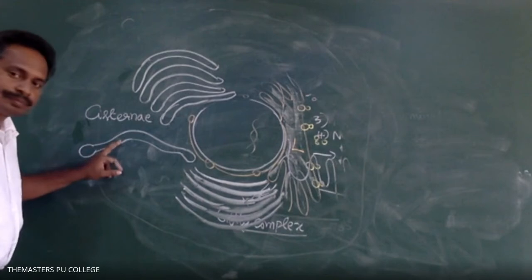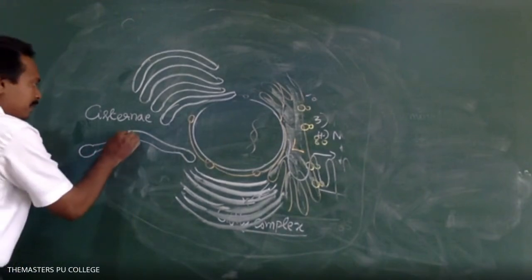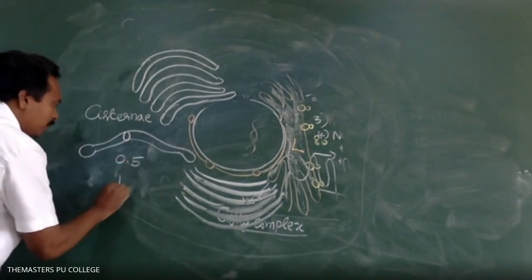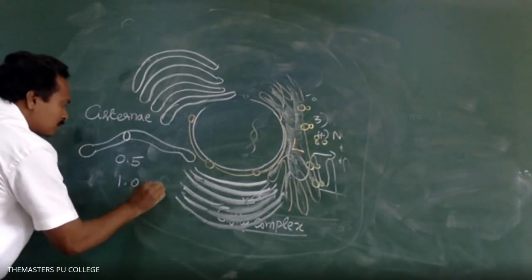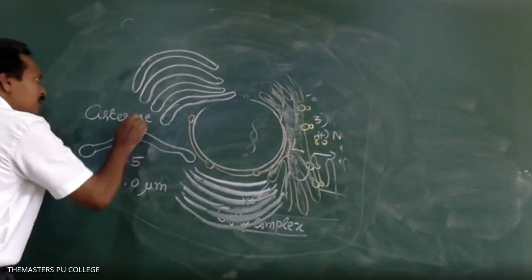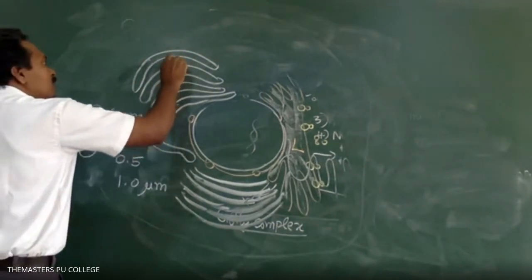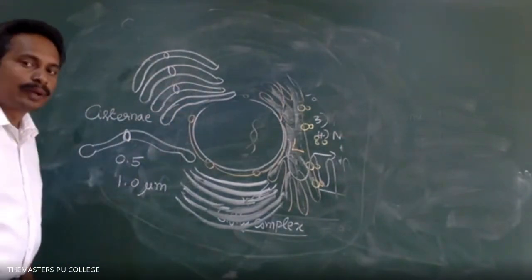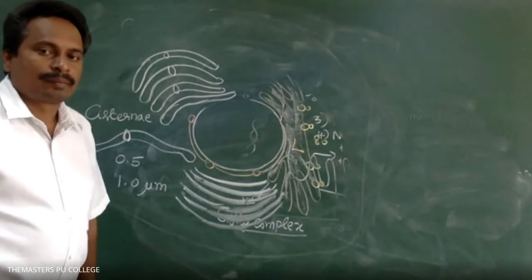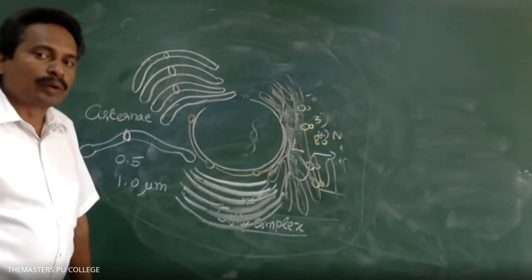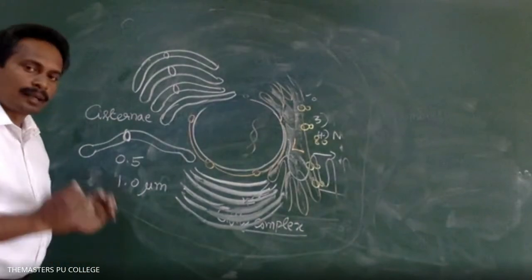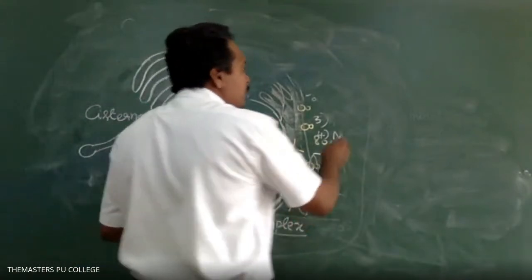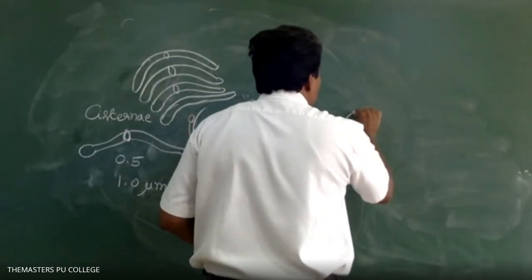The diameter of each cisterna is 0.5 micrometer to 1 micrometer. Each cisterna consists of two parts. How many parts are there in each cisterna? Two parts are there. What are they?